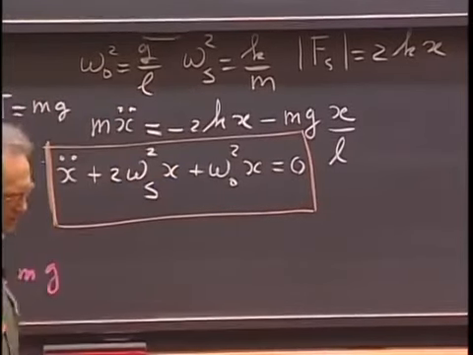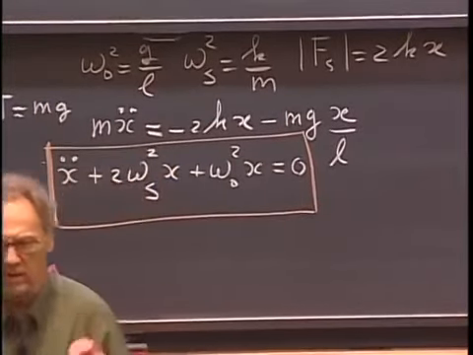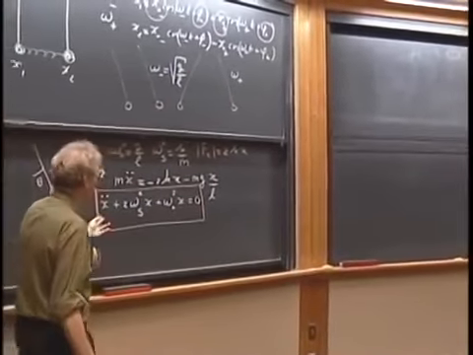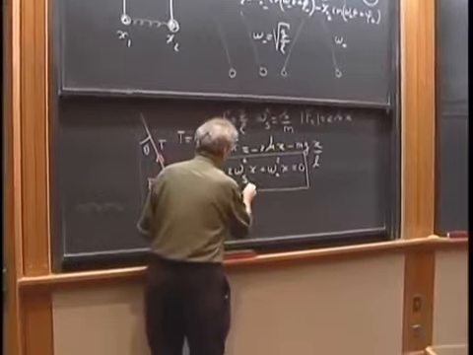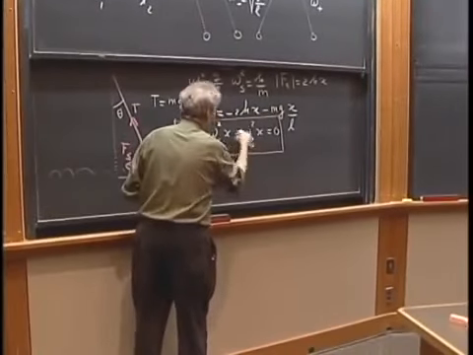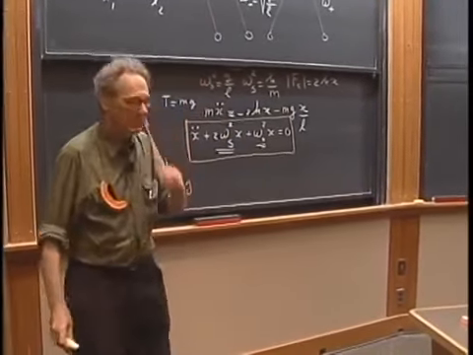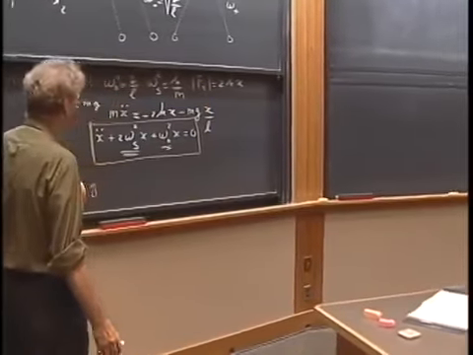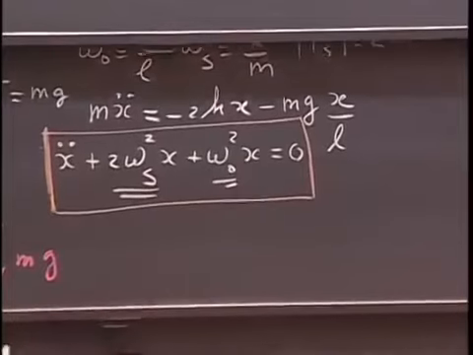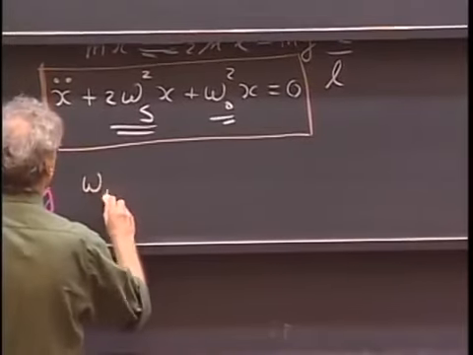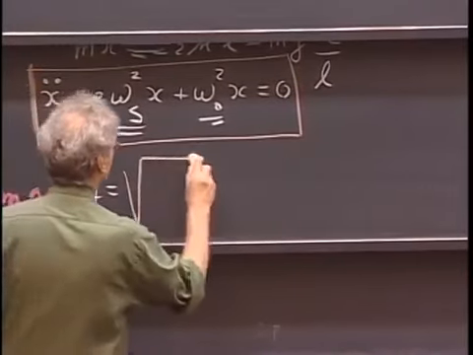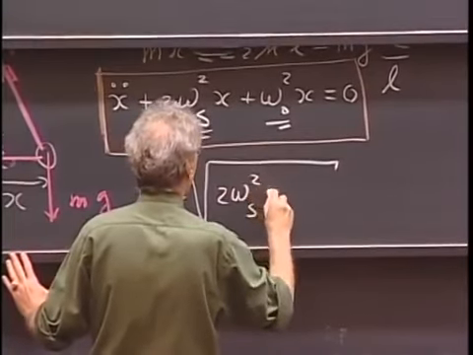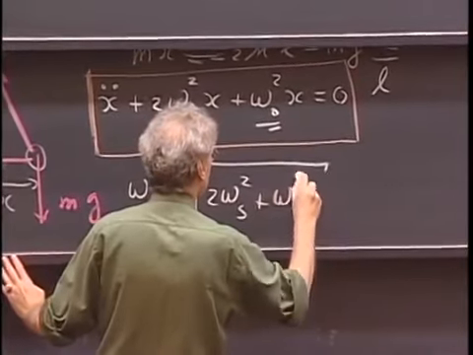And our task now is to solve this differential equation. And that, of course, you can do in 3 seconds, because you recognize this differential equation. It is x double dot plus something times x. And so the new frequency, which I will call omega plus, is the square root of 2 omega s squared plus omega 0 squared.